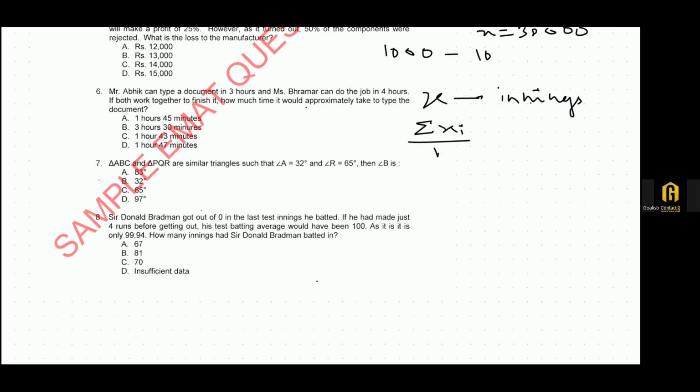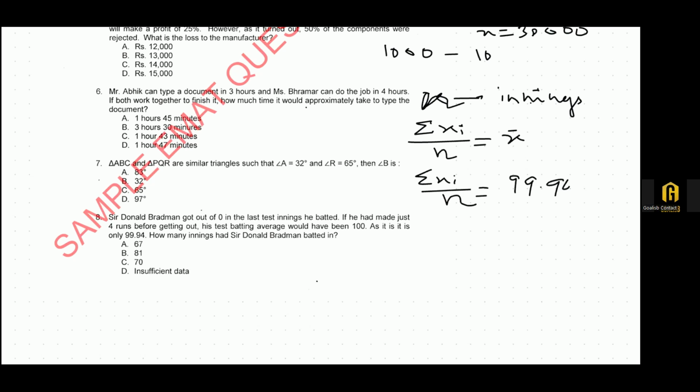So here the sum of all the runs xi upon n, the innings he played, let us assume this is n, is 99.94. That is his average. That has been given to us.